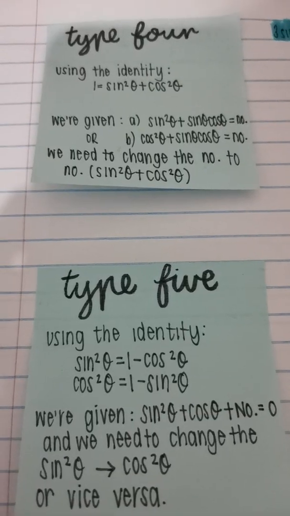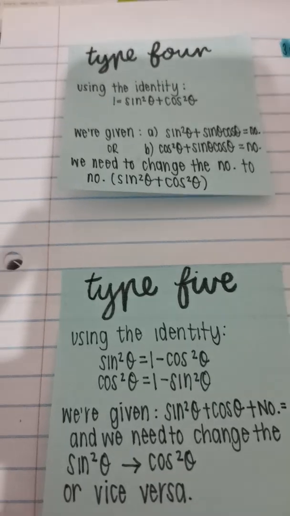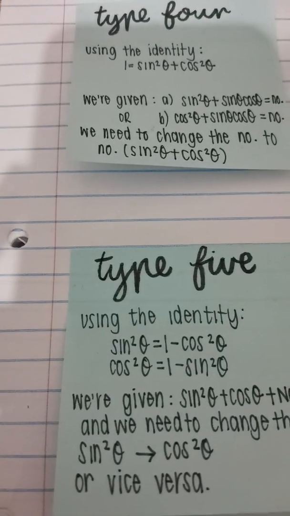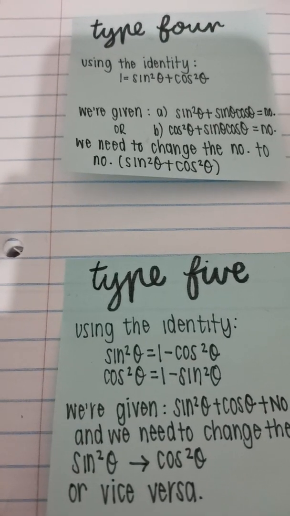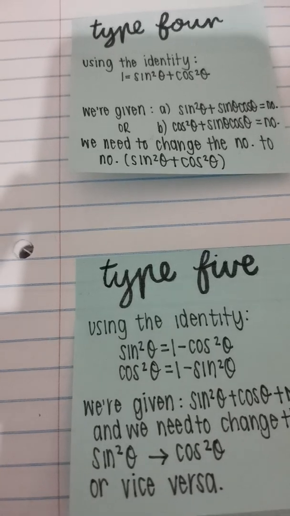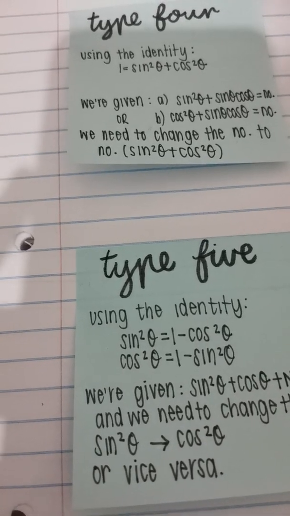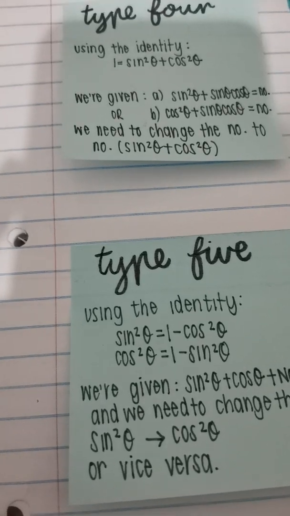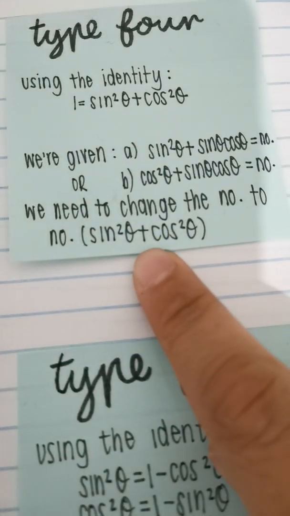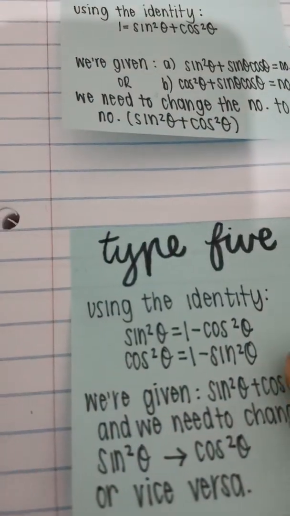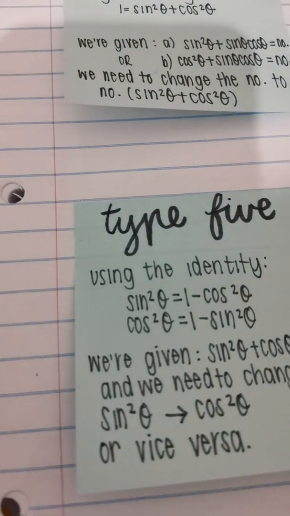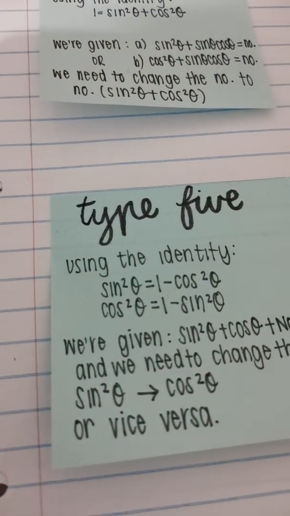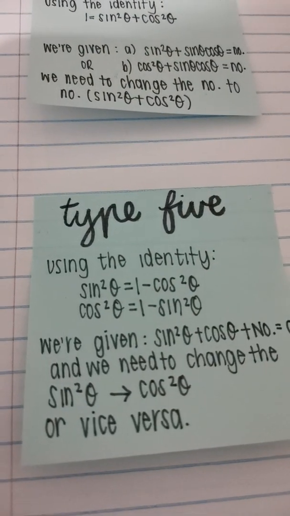Now type 4 and type 5 are very similar in the sense that they're both working with square terms, okay? And they're both using the identity where sine squared plus cos squared equals 1. They're just slightly different in the sense of how we use that identity. In one case, you're going to use the identity as I just mentioned. In the other case, you're going to use the identity where sine squared or cos squared is the subject of the formula. Now, how do you know when to use what?